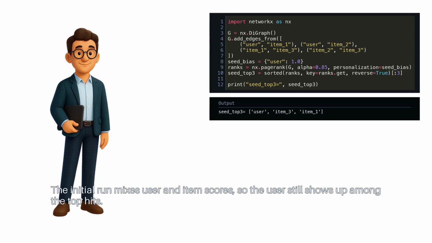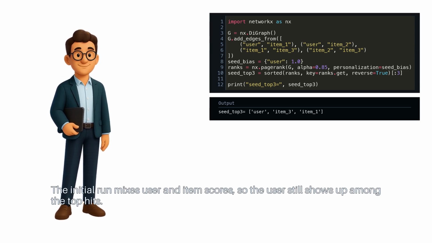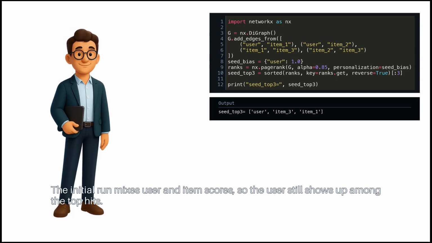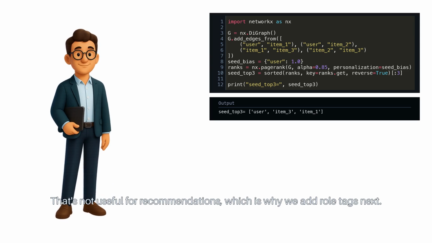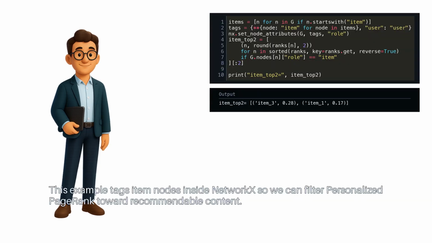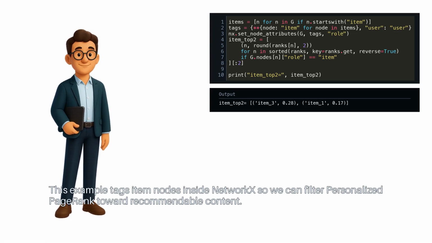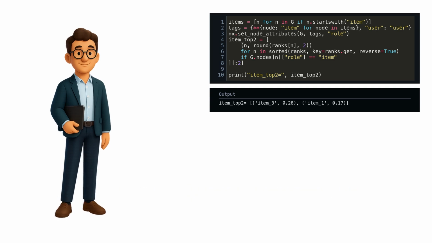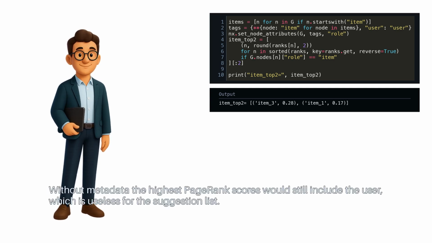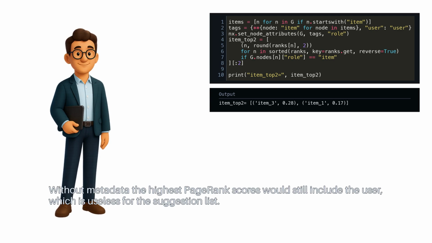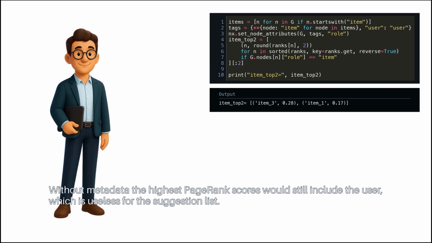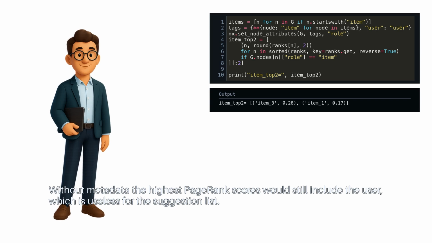The initial run mixes user and item scores, so the user still shows up among the top hits. That's not useful for recommendations, which is why we add role tags next. This example tags item nodes inside NetworkX so we can filter personalized PageRank toward recommendable content. Without metadata, the highest PageRank scores would still include the user, which is useless for the suggestion list.